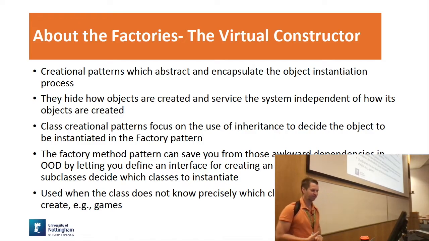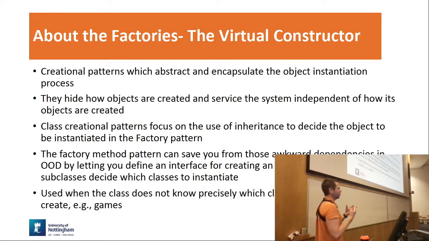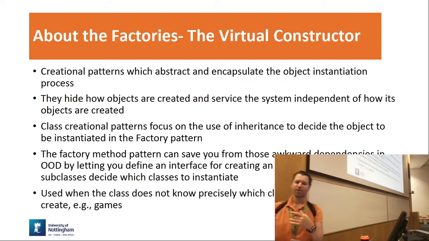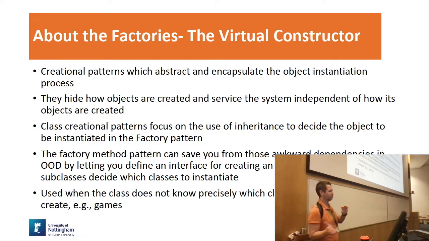Creational patterns abstract and encapsulate the object instantiation process. Usually that constructor is very simple, right? But when you have a scenario where you're trying to create a variety of different objects and you don't want some complex constructor, you can outsource all the complexity to its own factory pattern. Factory patterns hide how objects are created and service the system independent of how its objects are created.